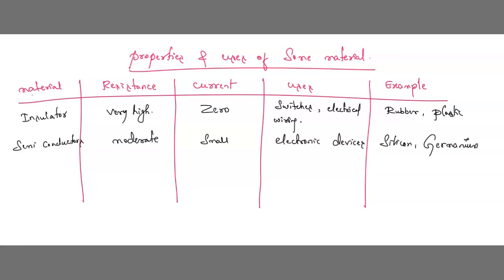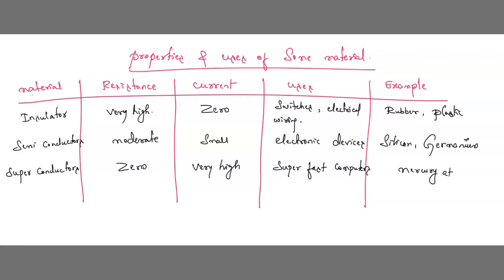And next let me take superconductors. In this, resistance is 0 and current is very high. Where do we use this? We use this for making super fast computers. Example: mercury at 4.2 Kelvin.